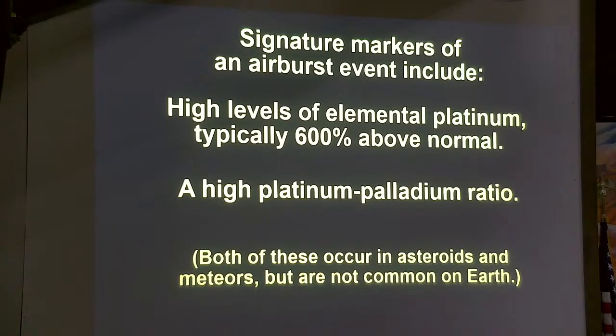So lead, yeah, but lead's also very common on Earth. So where does the lead come from? Does it come from the asteroid or does it come from Earth? It's too common on Earth to be a proxy for an airburst. But the platinum, and other minerals as well, is one of the proxies that tell us we're dealing with an asteroid, because asteroids have a much higher concentration of platinum in them, but it's very rare in Earth itself. But good question. Thank you. Okay, so high levels of platinum, typically 600% above normal, and a high platinum-palladium ratio, not common on Earth, common in asteroids.